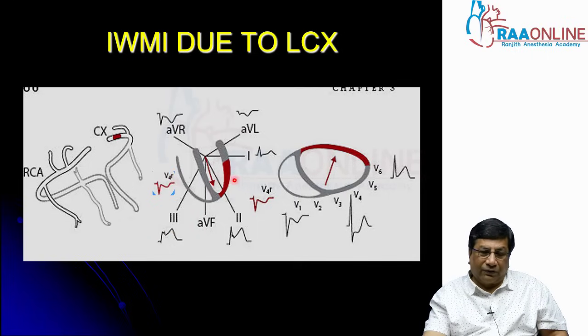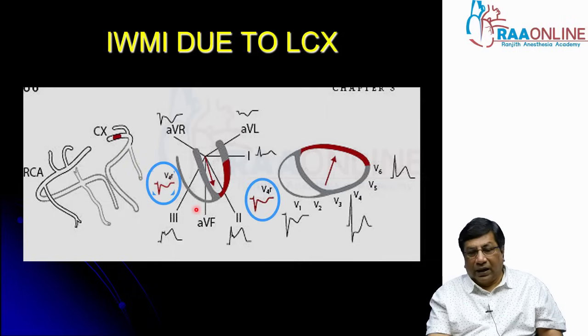Of course, when left circumflex infarction involves the posterior wall, once again, just like right coronary, it will have ST segment depression in V1 to V3. So this will tell you that the posterior wall is involved in addition to the inferior wall. The most important thing is here. In V4R, I will not have ST elevation.